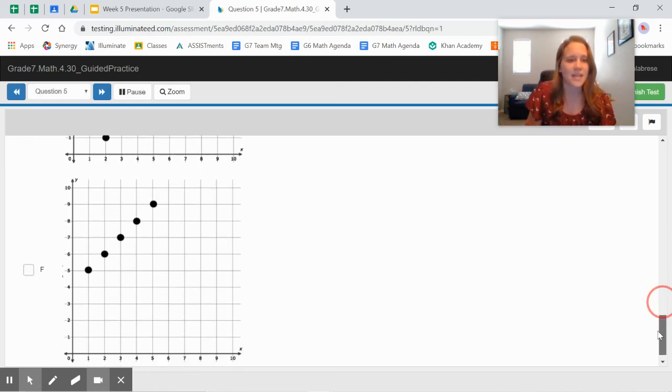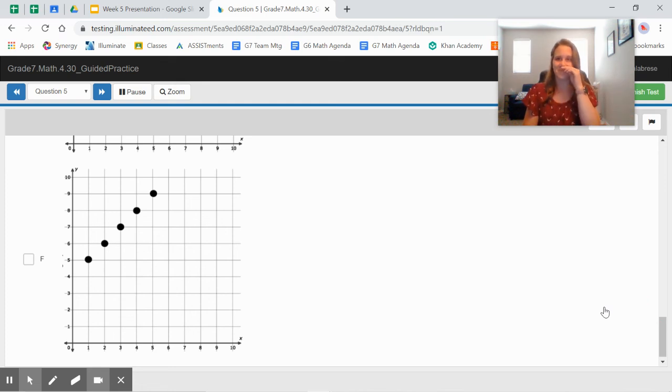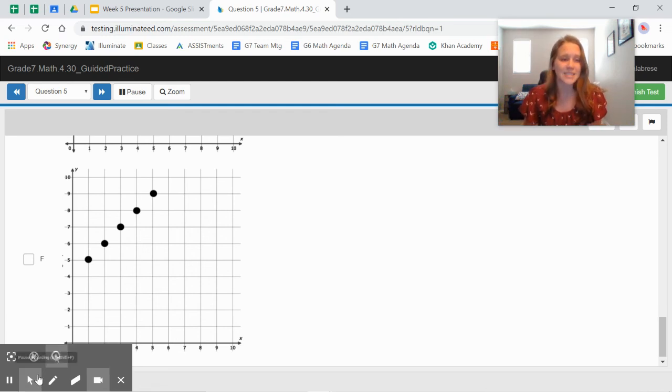Last one, F. What do you think? F is not proportional. It is straight, but it does not contain the point of origin. If I continued it all the way to the y-axis, it would cross about here, not here. Okay, so F, not true.